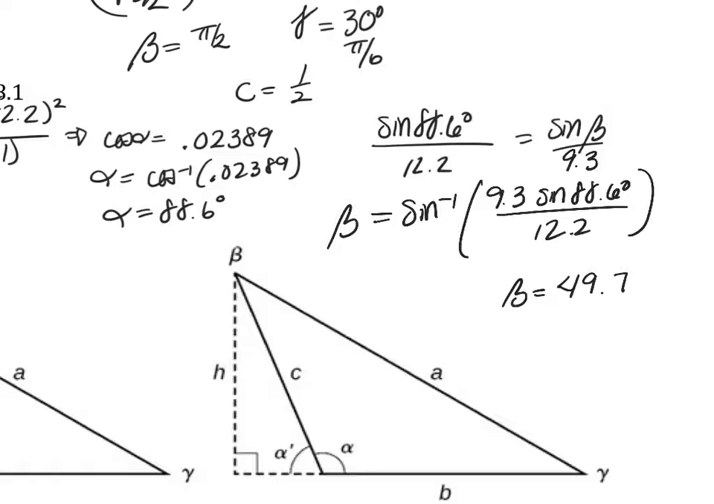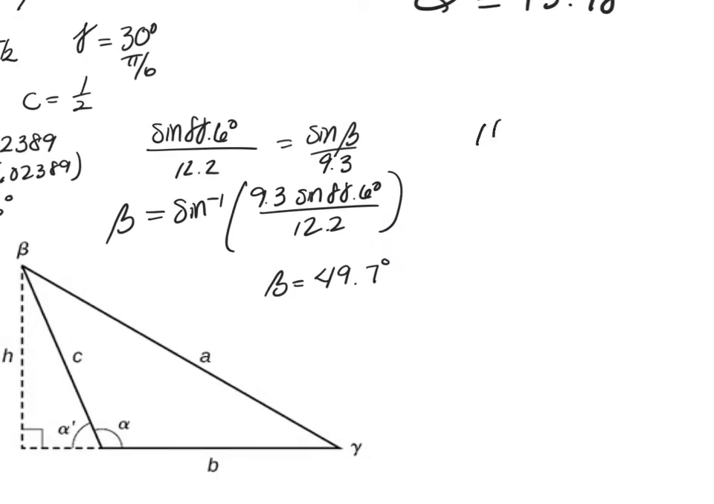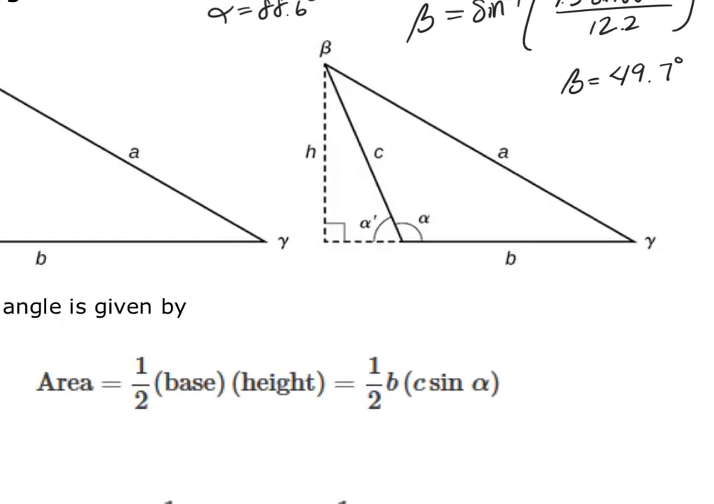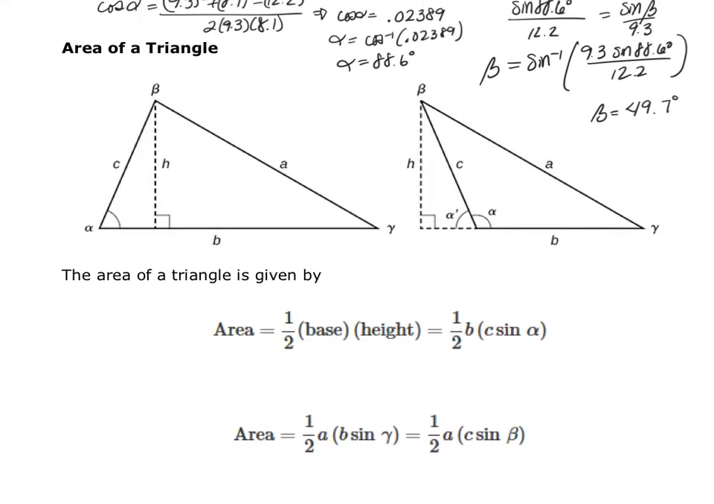So how do I find my last one? Do I have to go through all of the sine stuff? No. It is simply going to be 180 minus the 88.6 minus the 49.7, and my final angle, gamma, so the one I'm chasing this time, my final gamma is what? 41.7 degrees. All right? The last bit, which is the area of a triangle.